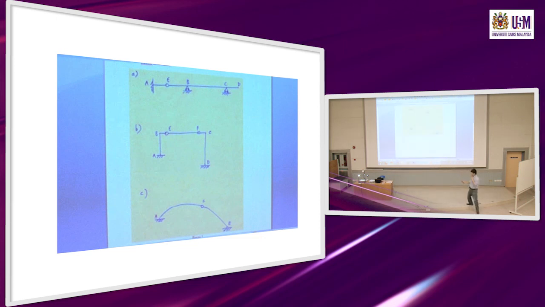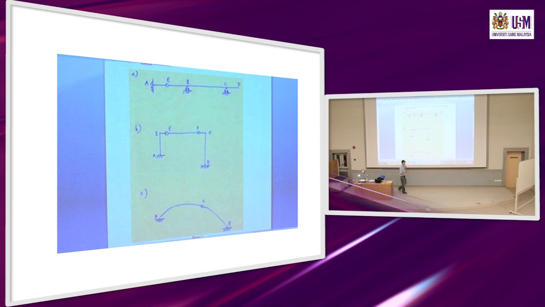Now, I want you to check these three simple structures. Continue writing your answer on the question that you have solved for exercise one so that you can submit together. This one is asking you to check for statical determinacy. It's a bit small here. For the structures shown in figures 1A, 1B, and 1C, check the corresponding statical determinacy.